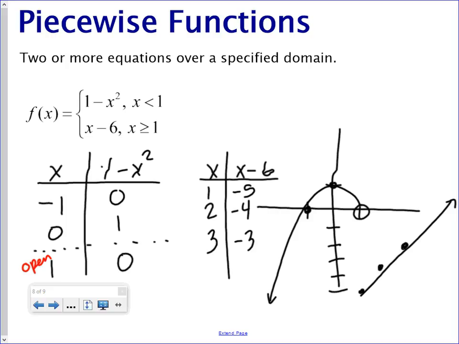Any questions? Yes? Can we call it the Frankenstein function? The Frankenstein function. Sure, as long as you remember piecewise.